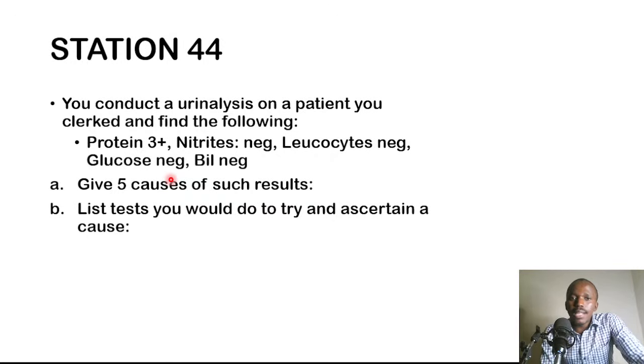You conduct a urinalysis and find protein 3+, nitrates negative, leukocytes negative, bilirubin negative, glucose negative.